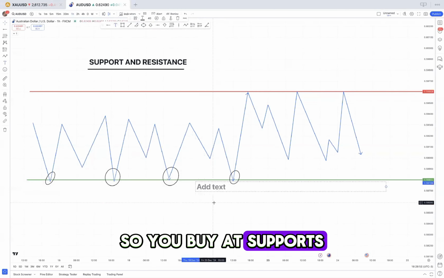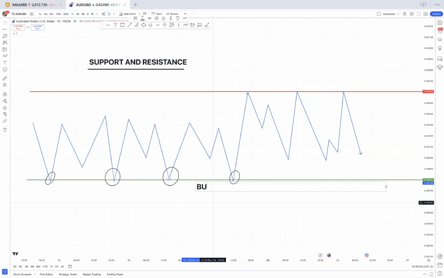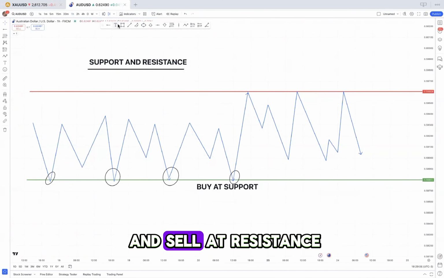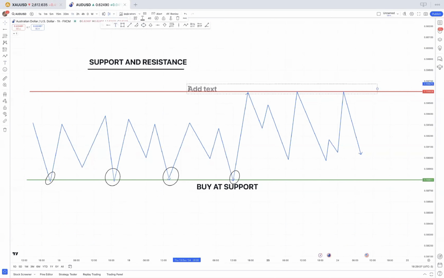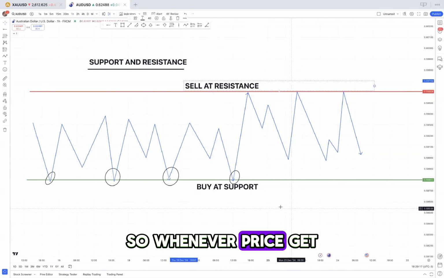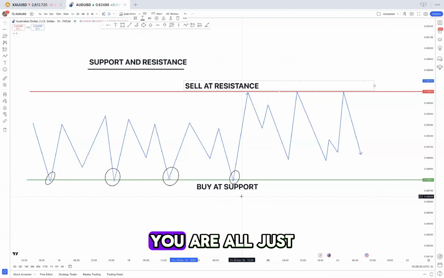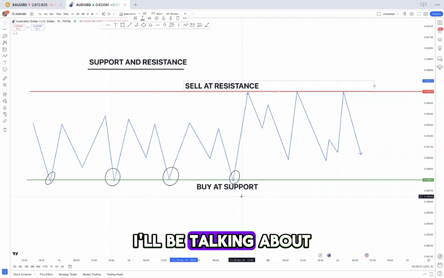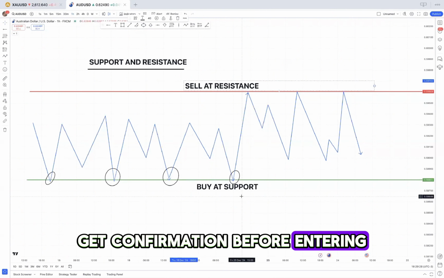So you buy at support. You buy at support and you sell at resistance. That's just it. You buy at support and you sell at resistance. So whenever price gets to your support area, you just want to think, let me buy. But before you buy, you have to get your confirmation. Like I said, in the next video, I'll be talking about how to get confirmation before entering the trade.